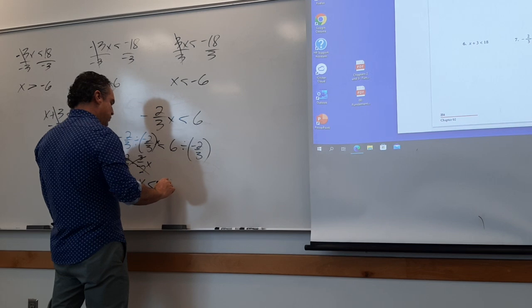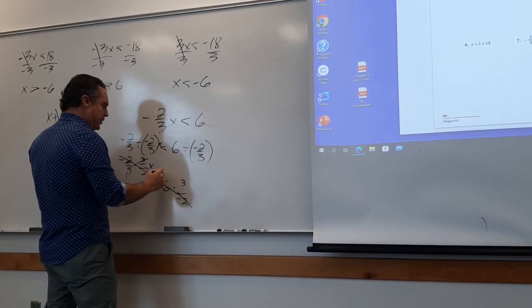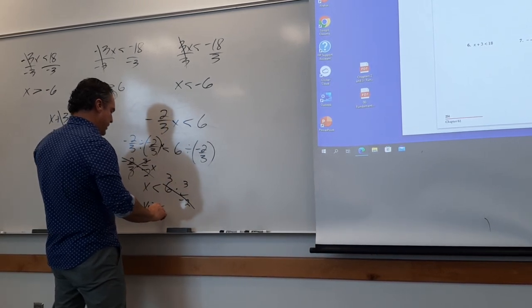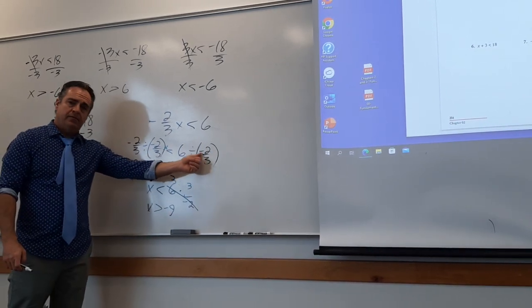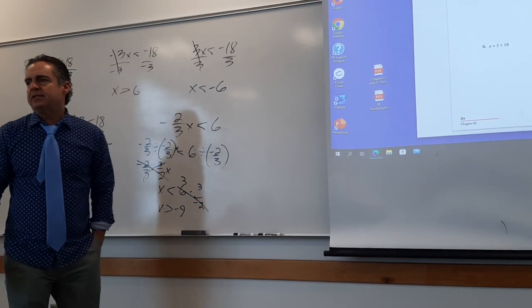6. Change division to multiplication, and 3 over negative 2. This cancels, becomes a 3. That's a negative. And so it ends up being x is more than negative 9. Had to flip it because we divided both sides by a negative number. Say woo if you got it right. Okay. All right, guys.